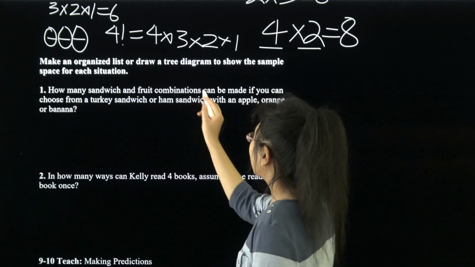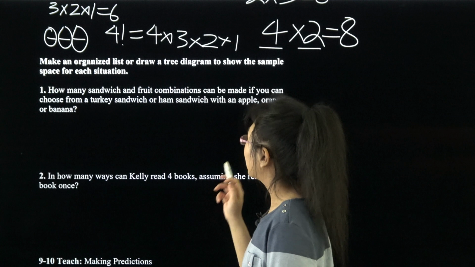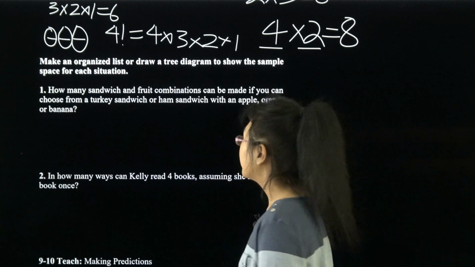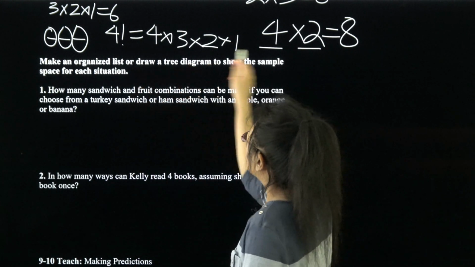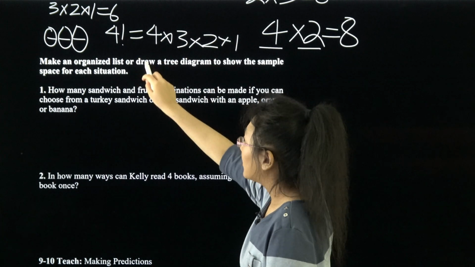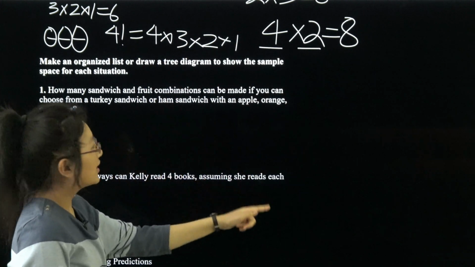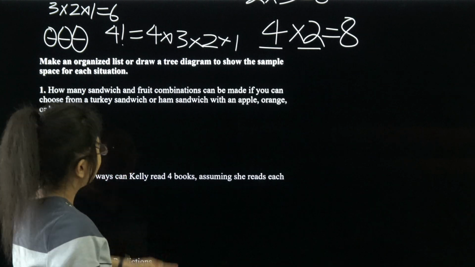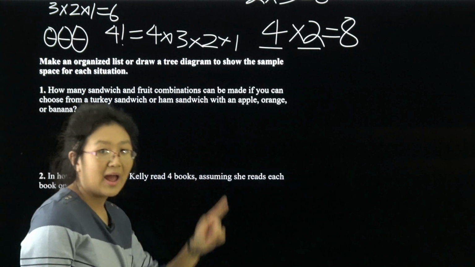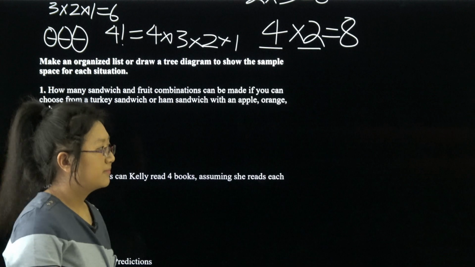So make an organized list or draw a tree diagram to show the sample space for each situation. Now, I will also be showing you how to use these 2 depending on which one. How many sandwich and fruit combinations can be made if you can choose from a turkey sandwich or ham sandwich with an apple, orange, or banana?